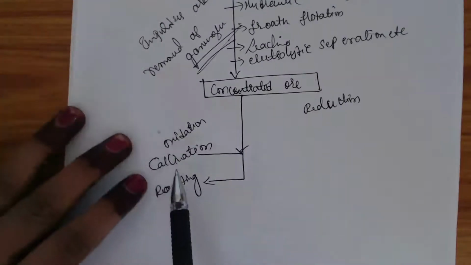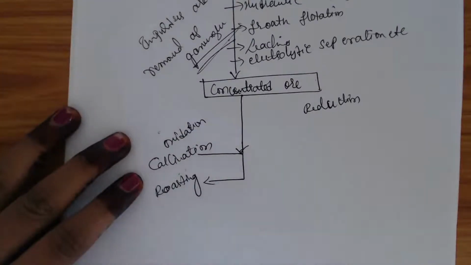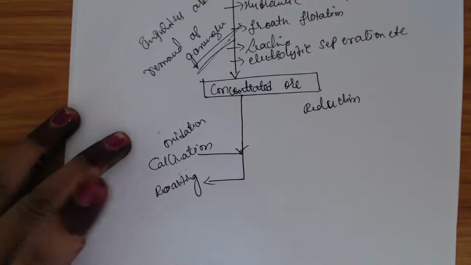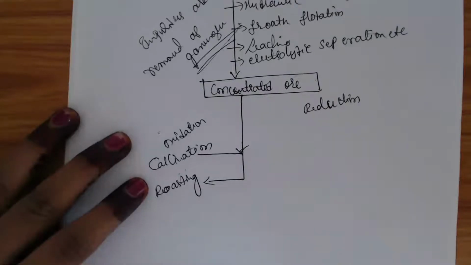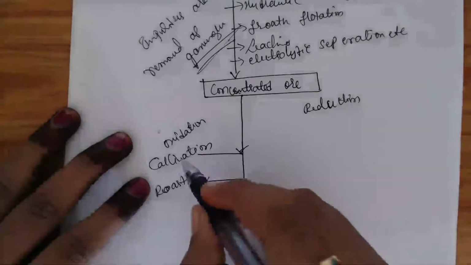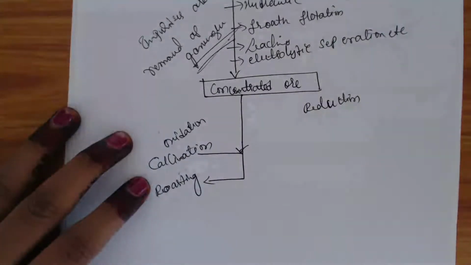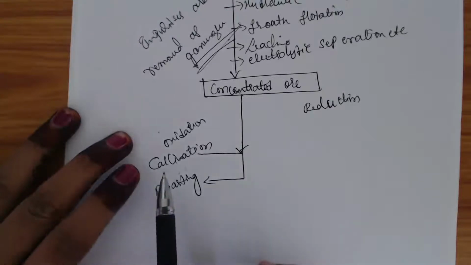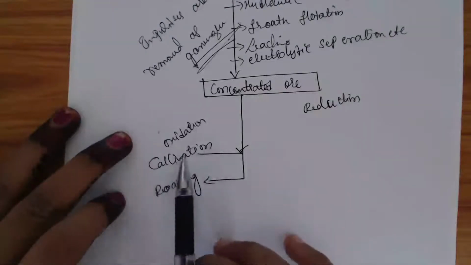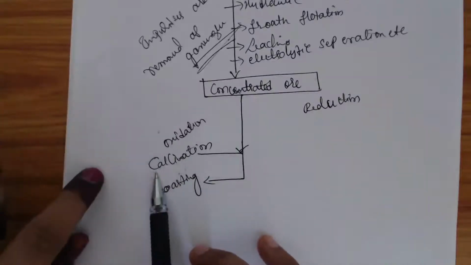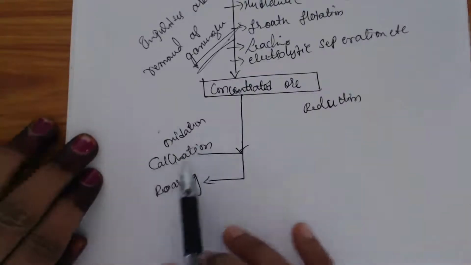So here, calcination means the burning or combustion of an ore takes place in the absence of air or the limited supply of air. So the calcination means the oxidation process, the burning process, takes place in the absence of air or the limited supply of air, then the oxides and carbonates ores are converted to what?